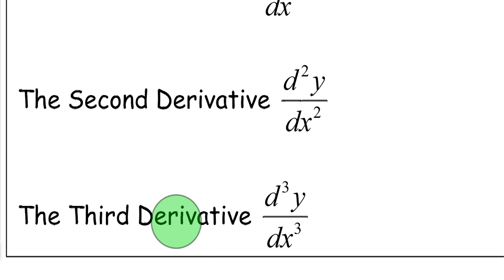Same for the third derivative. The 3 would go right here in between the d and the y, but it would go at the end of dx. And this again just means third derivative. This just means second derivative.